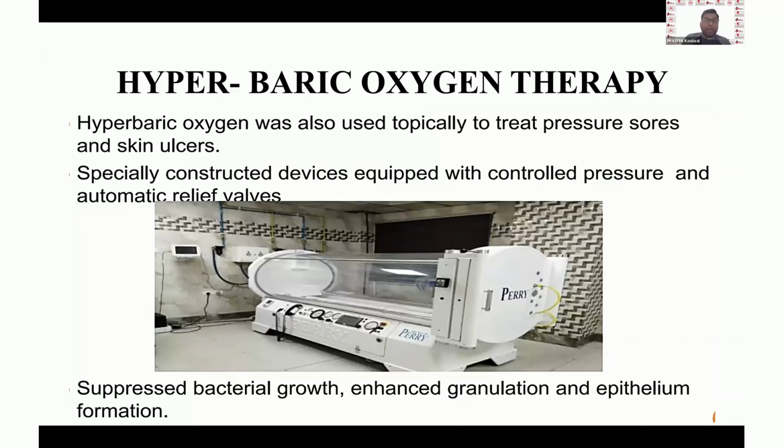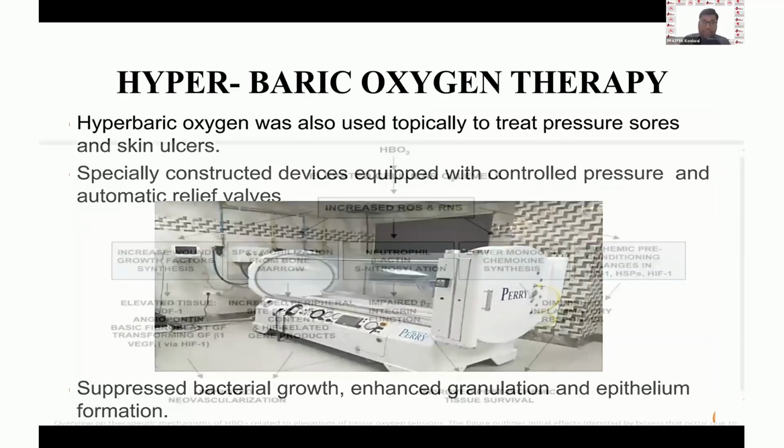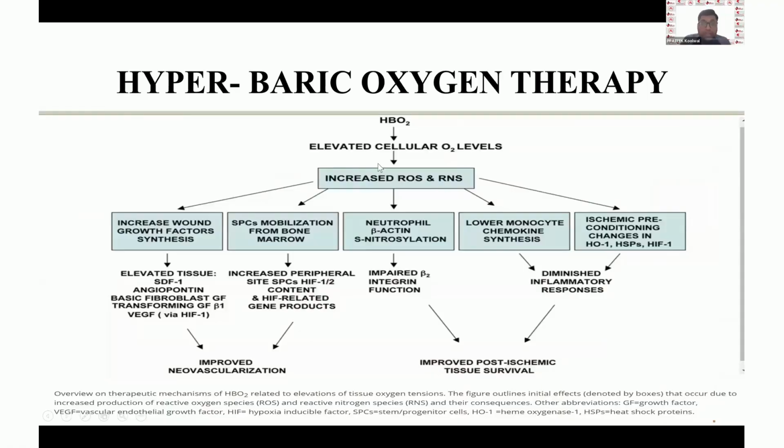This is how hyperbaric oxygen therapy works. This is the whole chart of how hyperbaric oxygen therapy works. Increase of reactive oxygen species and nitrogen species. Then increased wound growth factor synthesis, elevated tissue angiopoietin, the basic fibroblast growth factor.